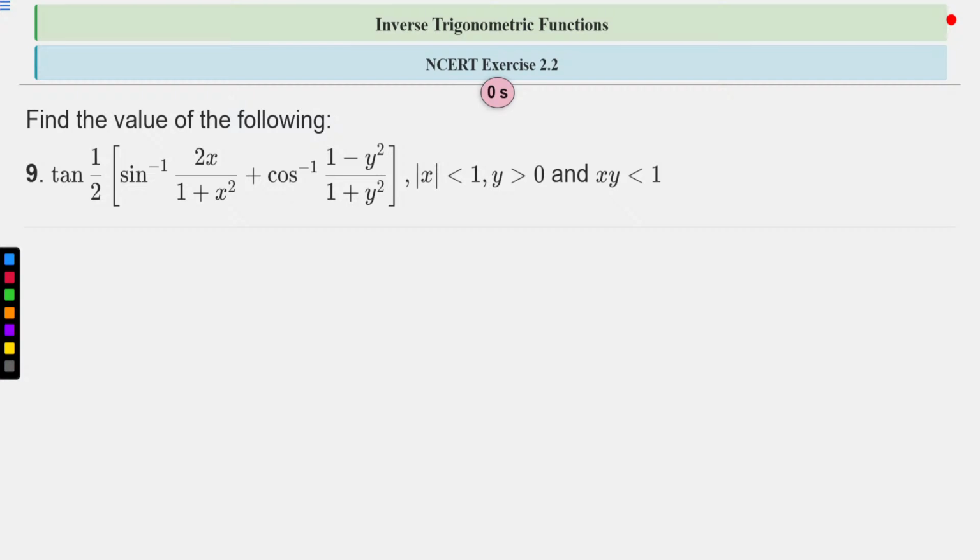The hint of this question is you can convert sine inverse 2x upon 1 plus x square in terms of tan x, and convert cos inverse 1 minus y square upon 1 plus y square also in terms of tan y. Clear? And in this way, you will be able to simplify this. Okay, let us move to the solution part.